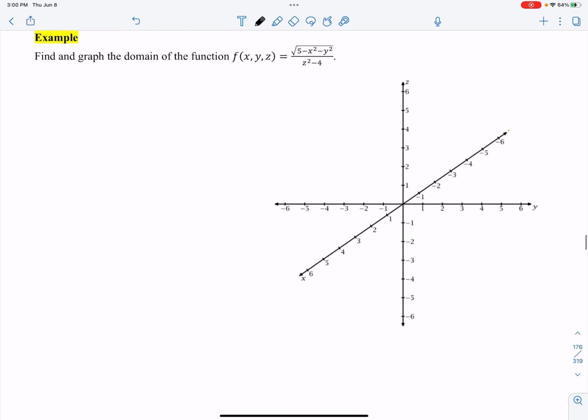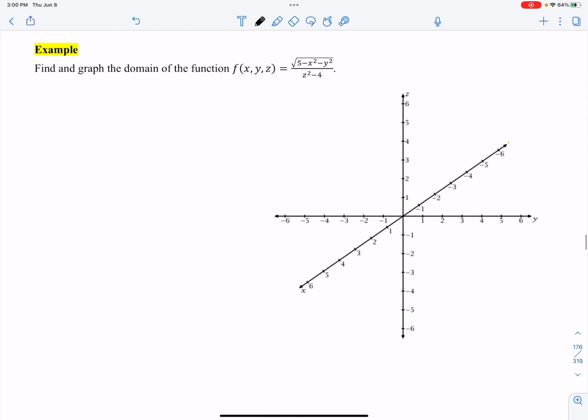All right, we have this function, domain of that. So first thing you should do is identify, okay, I have an x, y, and a z, so it's a 3D domain, but a 4D graph, because I have x, y, and z and then the output. Okay, so we have to start figuring out what parts should be there and what parts should not be there.